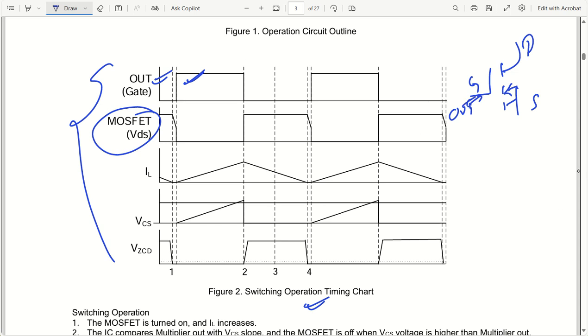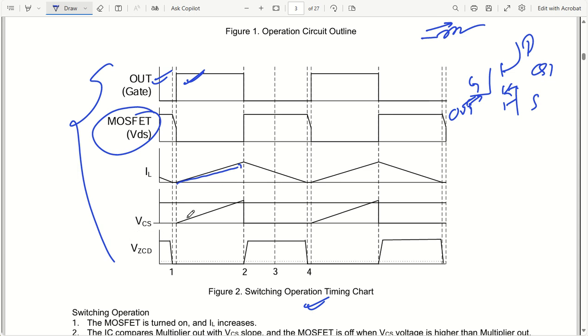Whenever my output is high, this particular MOSFET, let's say my Q1, will get switched on. At that time my MOSFET VDS will go to 0, so it is going low, and in that case my inductor will start getting charged. So the current through the inductor will start increasing slowly. Understood? This is what is happening at that time.